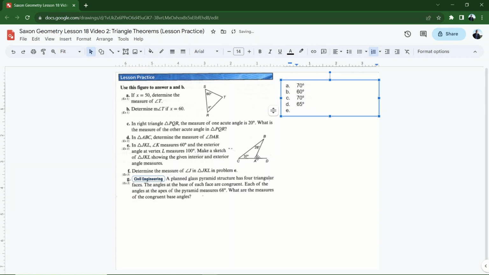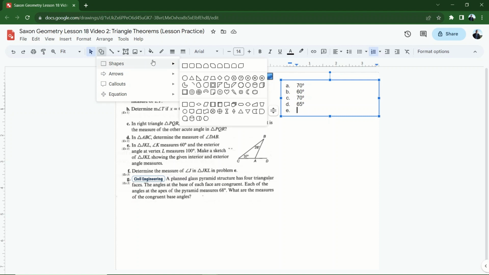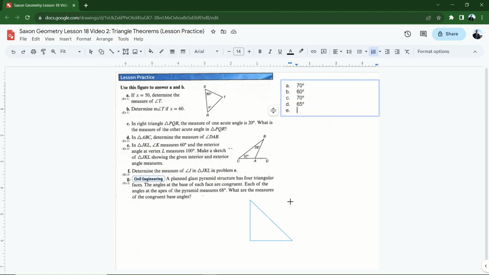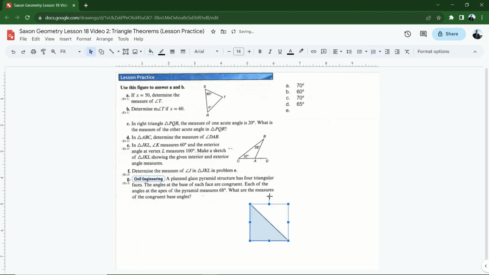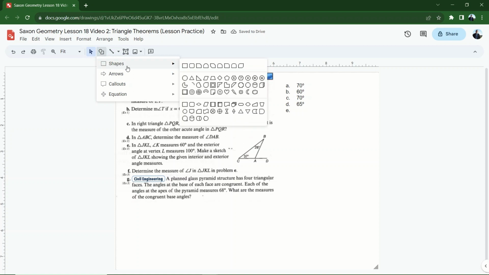All right, letter E. In triangle JKL, K measures 60, and the exterior angle at vertex L measures 100. Make a sketch of JKL showing the given interior and exterior angle measures. Okay, so this one, I'm actually going to have to make a sketch of a triangle, and I am going to do my best here to make a triangle that matches the criteria. Let's see, do I only have access to a right triangle? Let's see if I can access another type of triangle here, because it's not a right triangle.